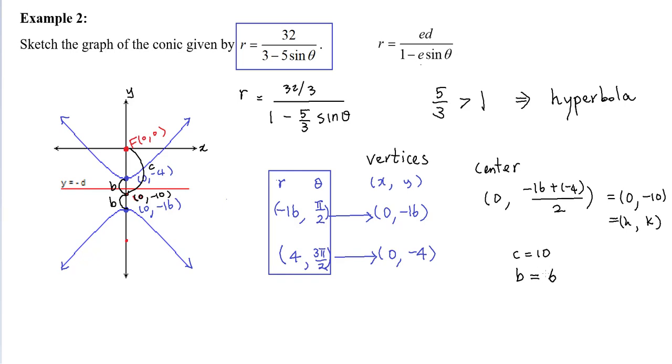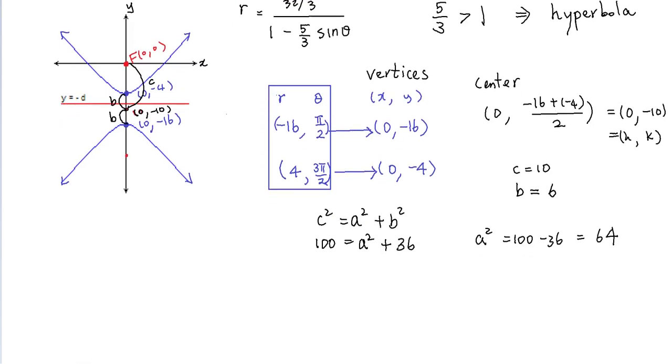So b is 6. Now when it comes to a hyperbola, a squared plus b squared equals c squared. I know c squared is 10 squared, 100, and a squared is not given, but since b is 6 and 6 squared is 36, I can say a squared is 100 minus 36. a squared is 64, so that means a is plus or minus 8.